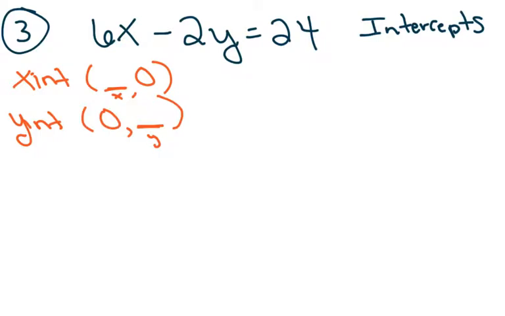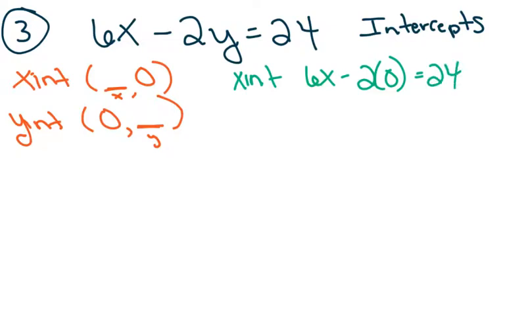So if I am finding my x-intercept, I am going to have 6x minus 2. Now again, when I find my x-intercept, I know that y is 0, so equals 24. So super nice. This guy's gone. You're really solving 6x equals 24. So it looks like x equals 4.